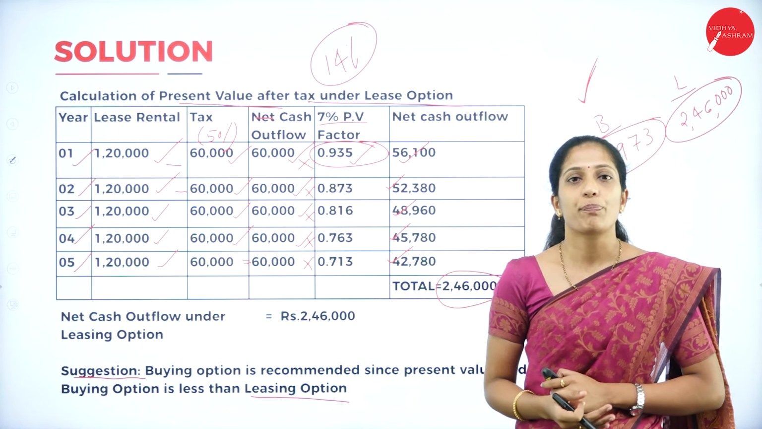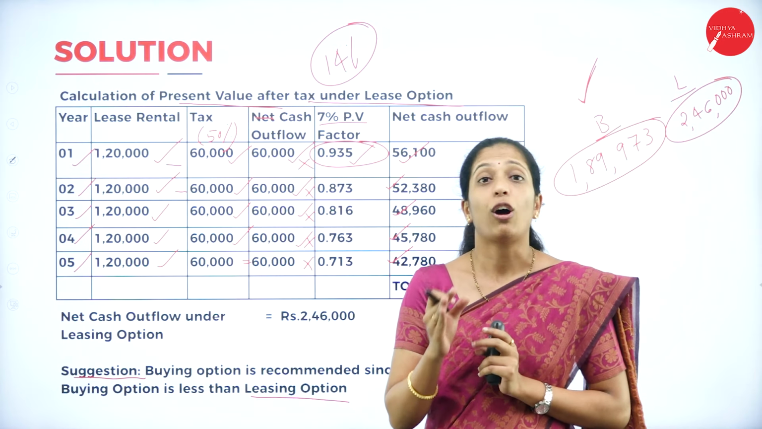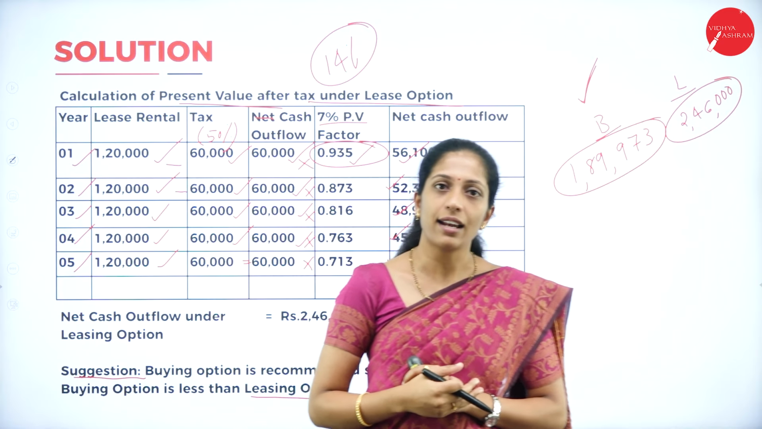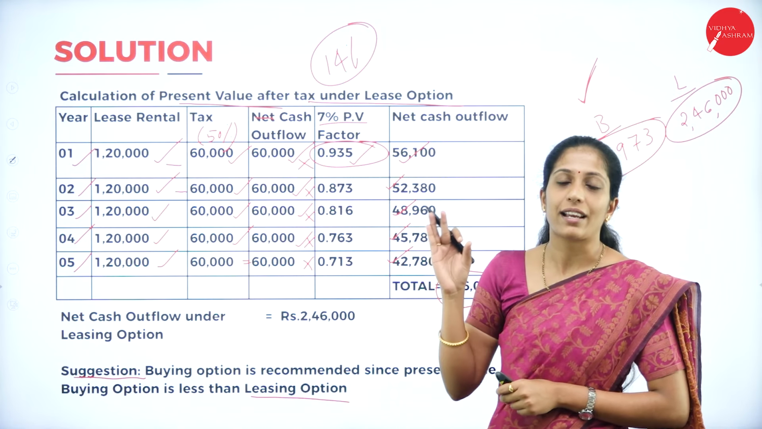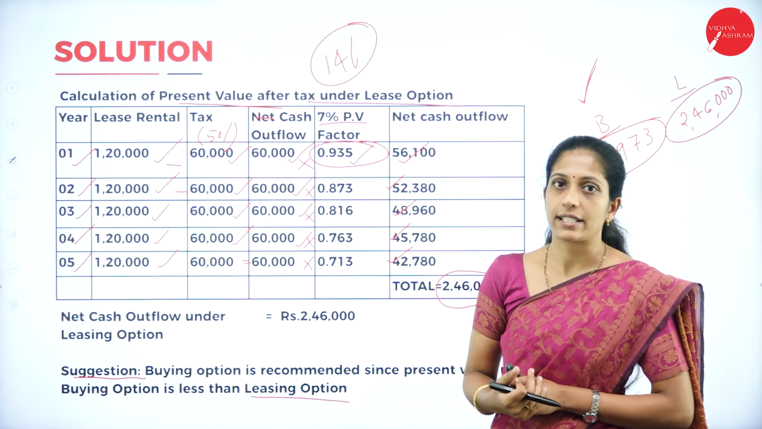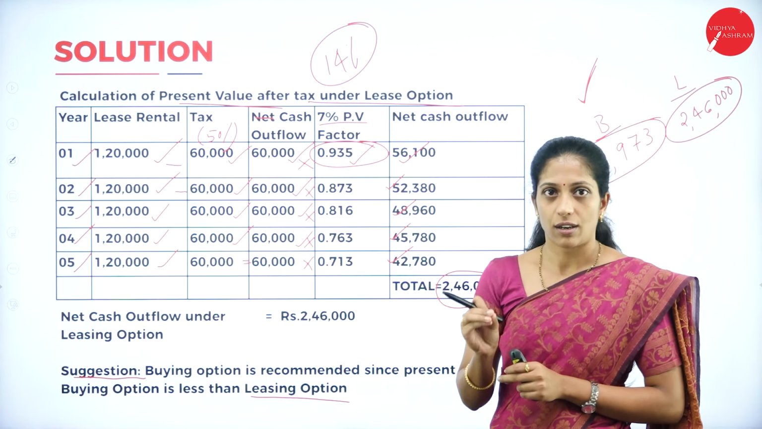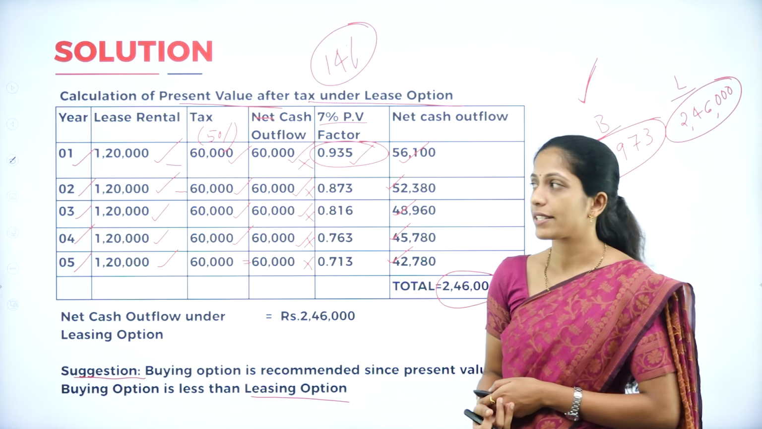So this was a simple problem where in the question they will give us the option whether we have to buy an asset or whether we have to lease an asset. For that we have to calculate the net cash flow under the buying option as well as under the leasing option, and compare both. Whichever net cash flow is less, that option has to be selected.